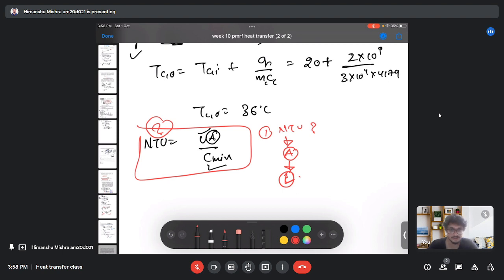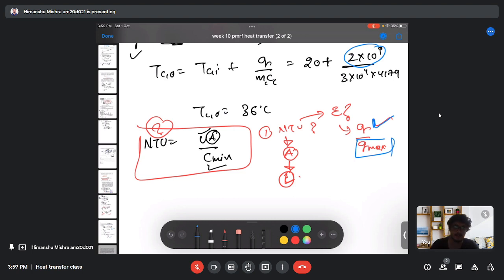So this is the regular way which we actually used last week also. To find the NTU, we need effectiveness, which again is not given in the question. And to find the effectiveness, we know that effectiveness is the ratio of the actual heat transfer to the maximum heat transfer. We know the actual heat transfer, which is 2 times 10 to the power 9, and we can calculate the maximum heat transfer.